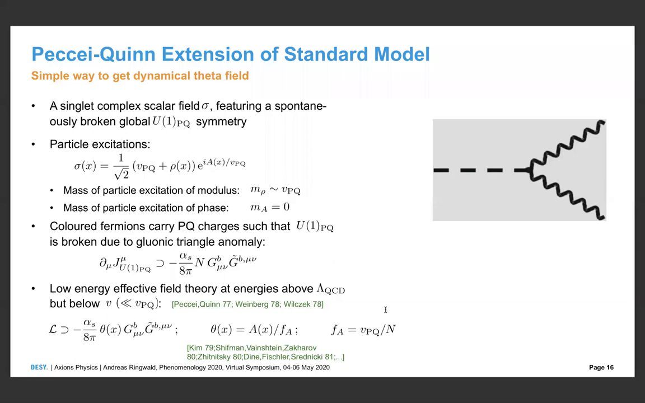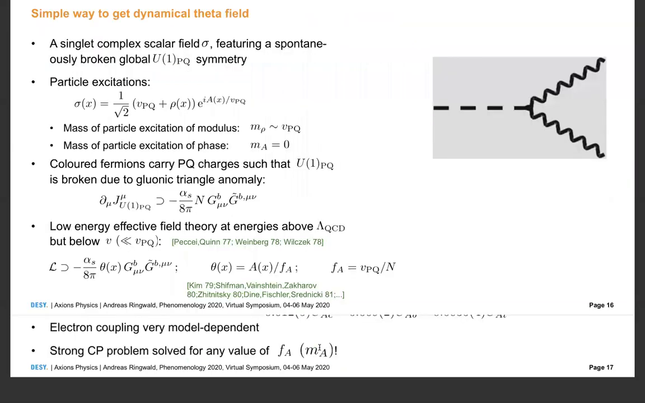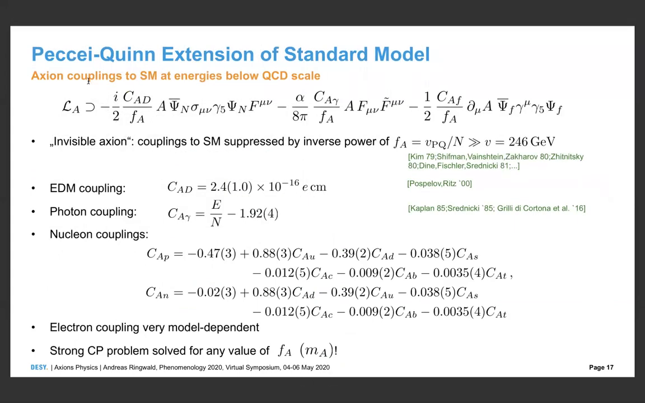So explicit models of such a so-called invisible axion have been developed by Kim, Shifman, Vainshtein, Zakharov, and by Zhitnitsky, Dine, Fischler, and Srednicki, and then many more. Now, clearly, the axion couplings to the standard model at energies below the QCD scale will all be inversely proportional to this decay constant.